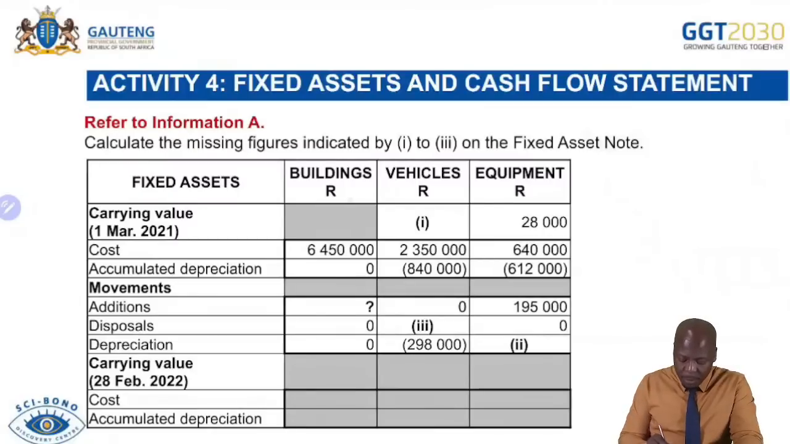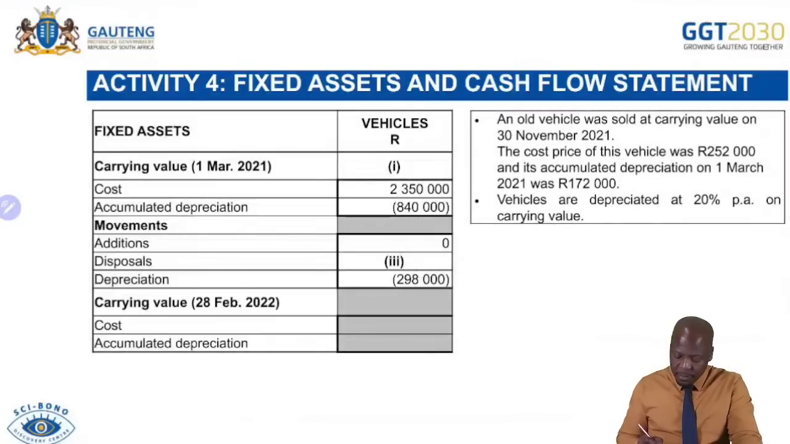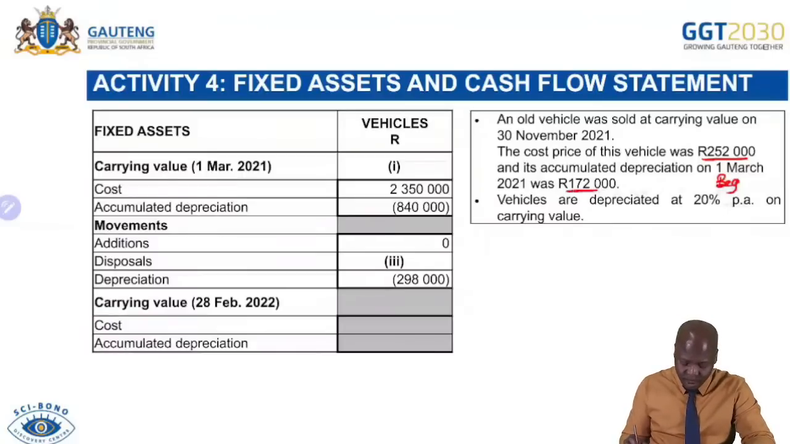We have our vehicles, our buildings, and equipment. Let's begin first with the vehicles. Information given says, an old vehicle was sold at carrying value on 30 November 2021. The cost price of this vehicle was 252,000 and its accumulated depreciation on the 1st of March was 172. So 1st of March is the beginning. Vehicles are depreciated at 20% per annum on the carrying value.